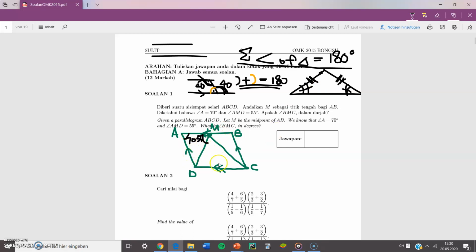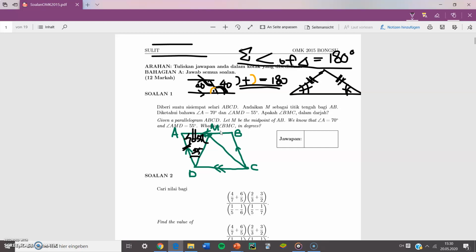Okay, we recall the first fact. From there, we can find that the magnitude of AMD is 180 minus 70 minus 55. That will also be 55. Wow, 55 and 55. So what does that imply? That implies that AM and AD are of the same length, although here it's not very well drawn.